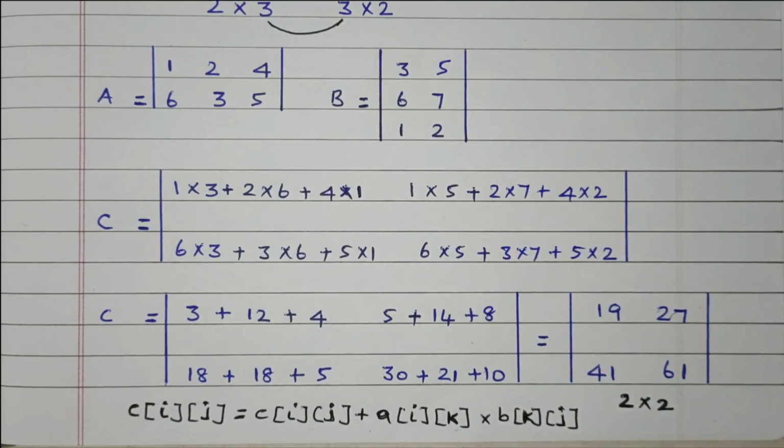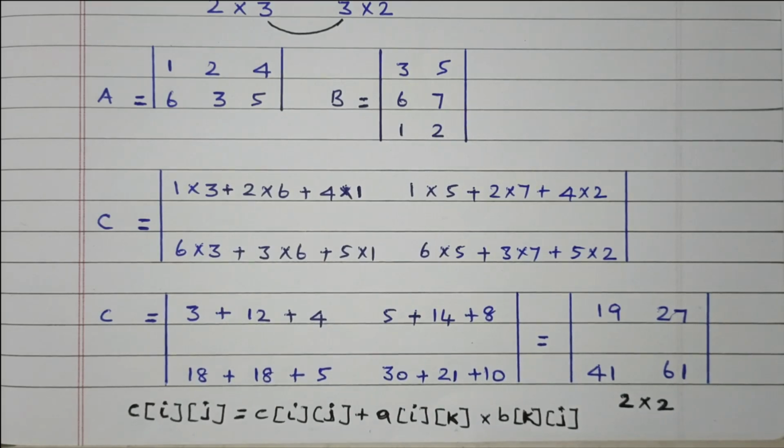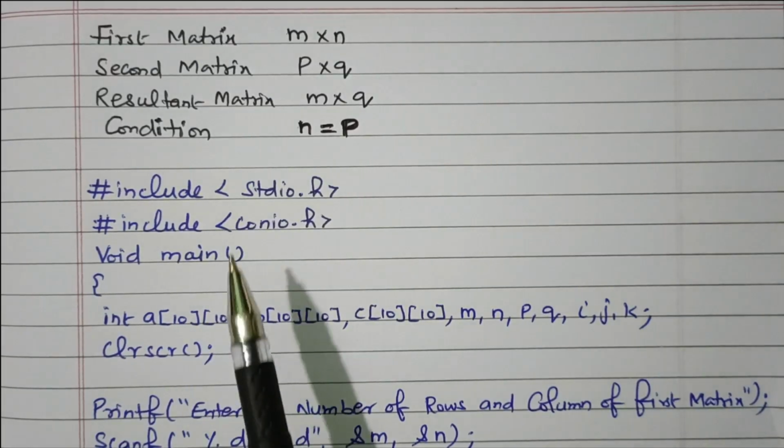So here we have discussed how to perform matrix multiplication, what the process is, and what the condition for that is. After the condition, what the resultant matrix or the dimension of the resultant matrix is, and what the expression is, right? So based on that we can go for the program. So we'll start the program.